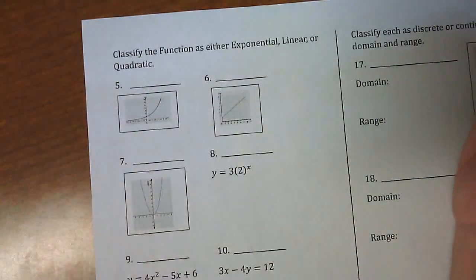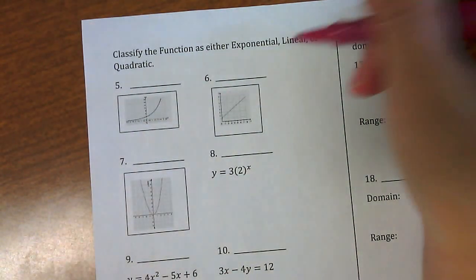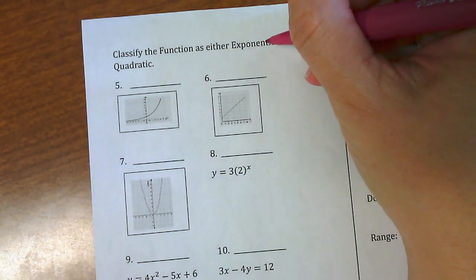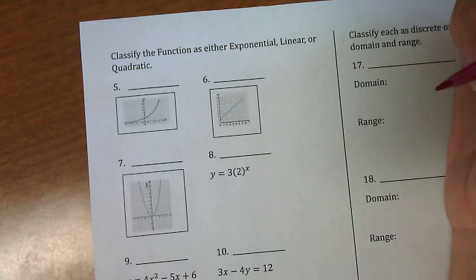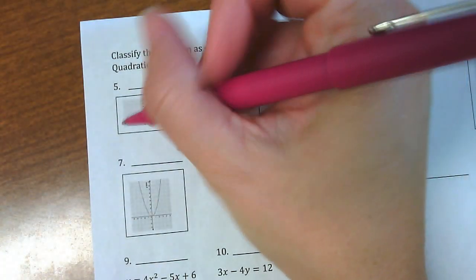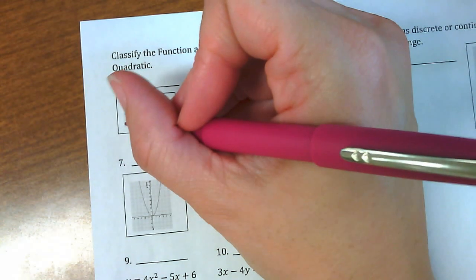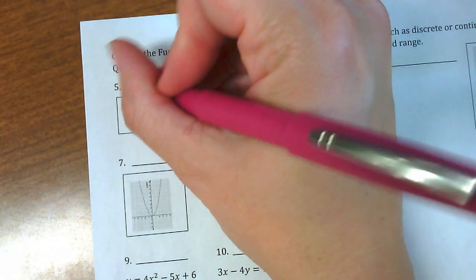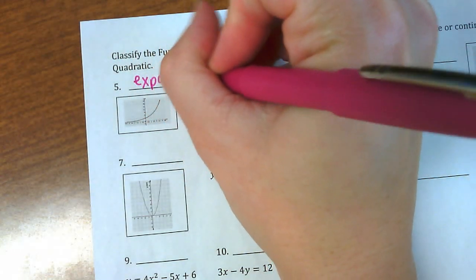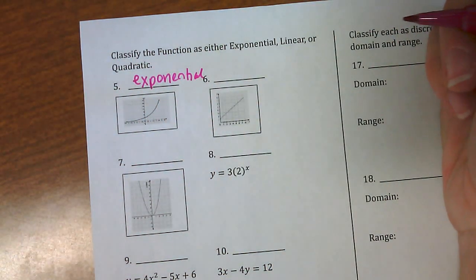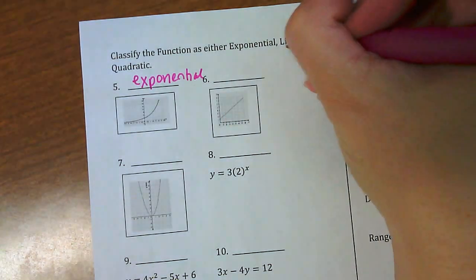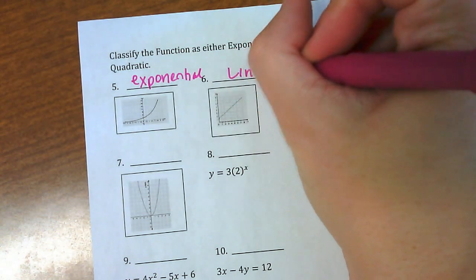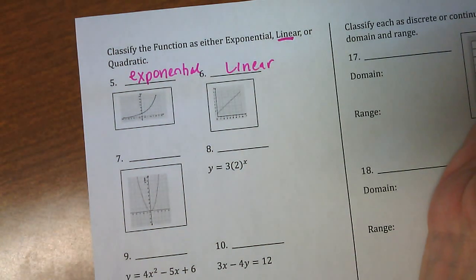All right, on the back, we're matching or classifying. We have three choices: exponential, linear, or quadratic. This graph is flat on this side, and then it's increasing. So those graphs that are flat on one side are exponential. This graph is a straight line. Remember, the word line is in the word linear. So this graph is linear.